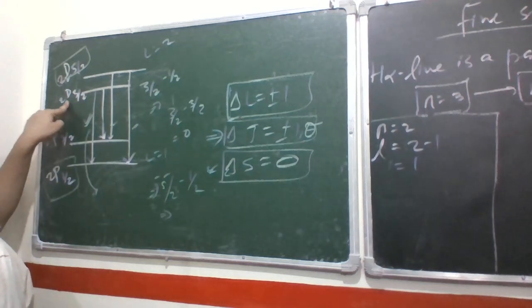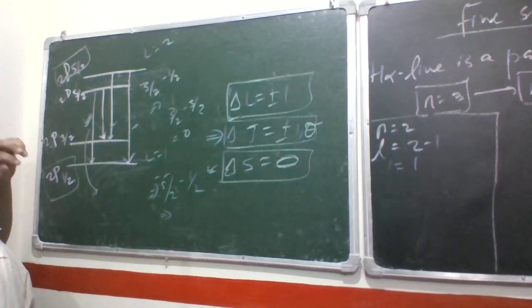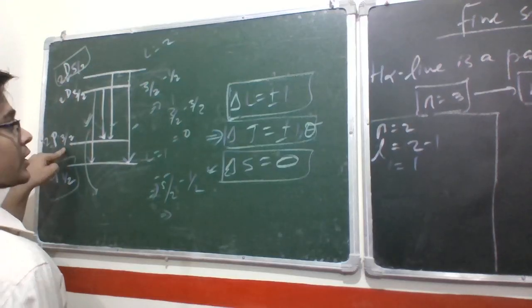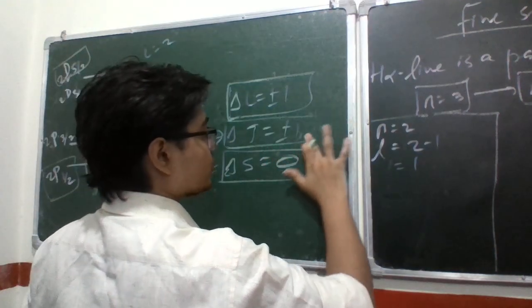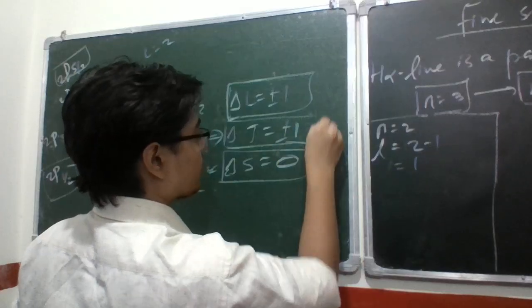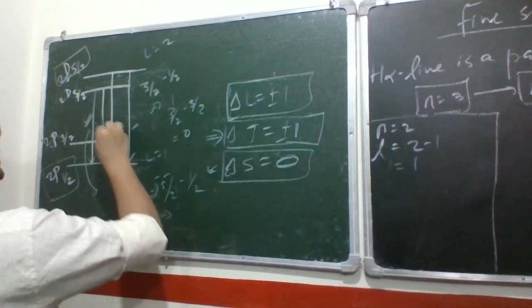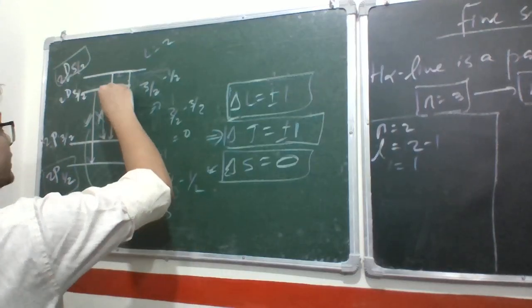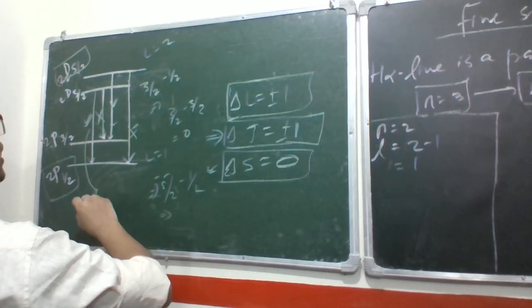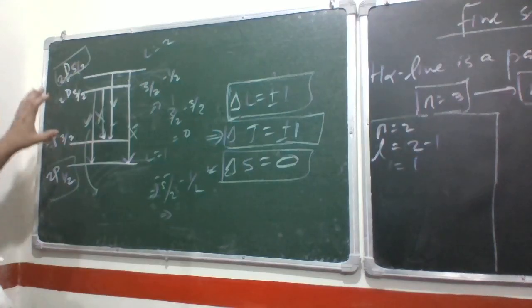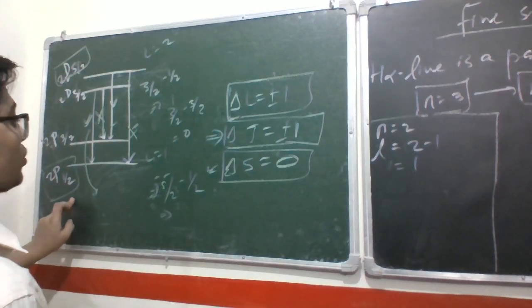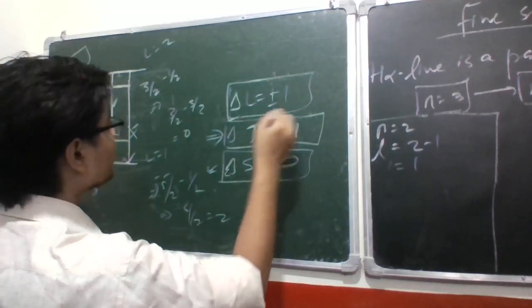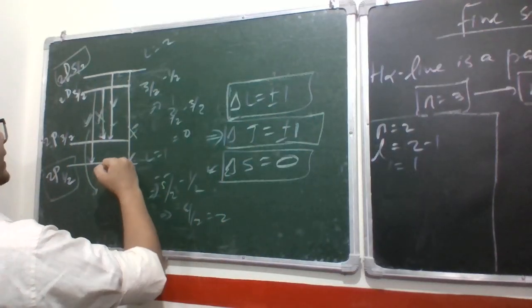If you see this, we have 3 by 2 minus 3 by 2, so J changes by 0, which is allowed, just as plus minus 1 is allowed. So this is correct and this one is not. Because 5 by 2 minus 1 by 2 would be 4 by 2, which is 2, and we can't have a value of 2. So only the two spectral lines remain.